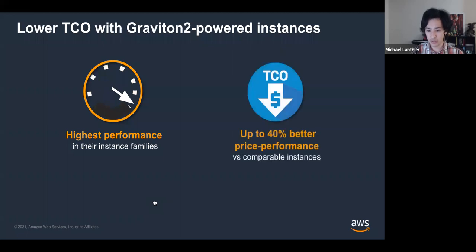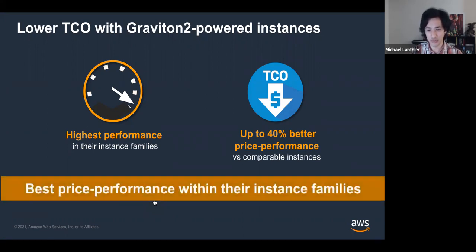Next, we're also able to do this at a lower cost. This results in up to 40% better price performance than comparable instances. This adds up to Graviton2-based EC2 instances having the best price performance ratio within their families, leading to cost savings for our customers and ultimately a lower total cost of ownership for people running applications on Graviton2.